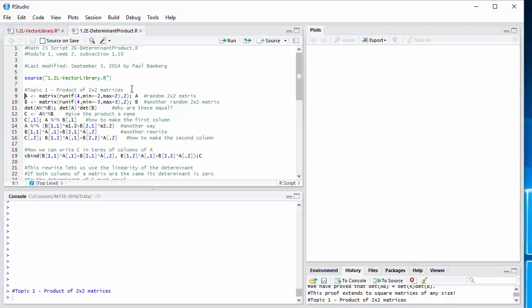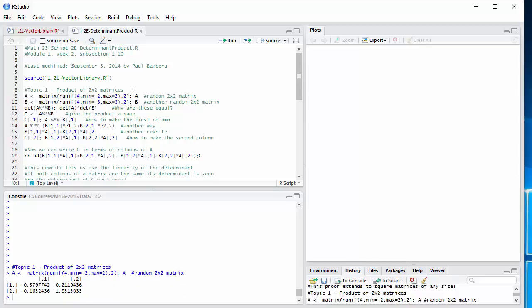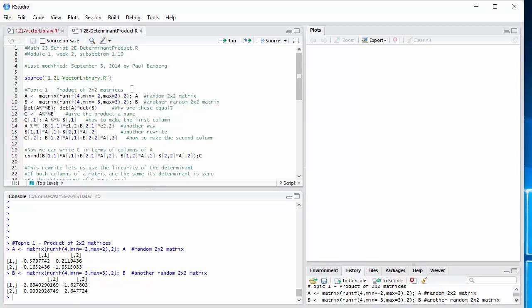I'll generate a matrix A by generating 4 random numbers. That's what the function RUnif does, in the range from -2 to +2, and then by specifying the number of rows, I turn this into a nice 2x2 matrix. There it is. I do exactly the same thing to generate a second random 2x2 matrix.